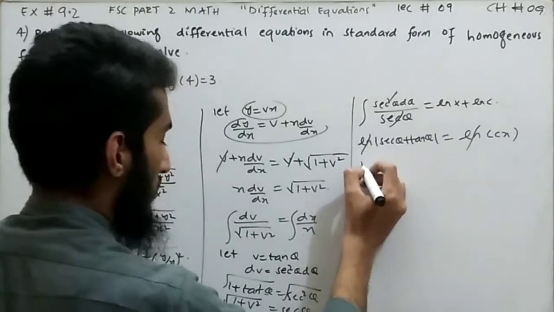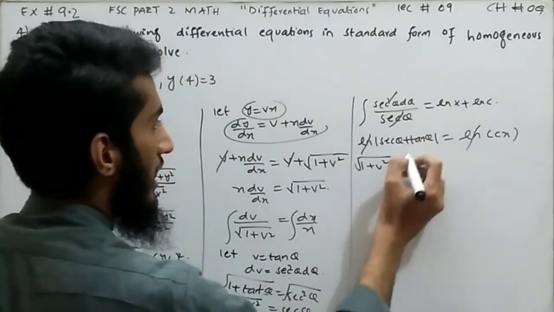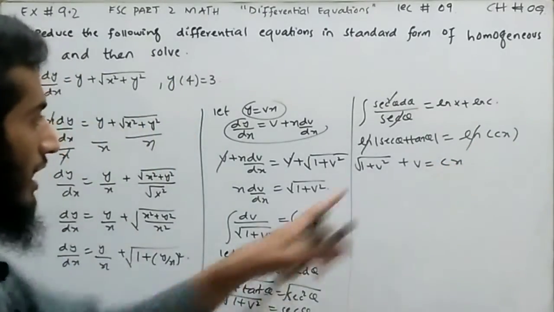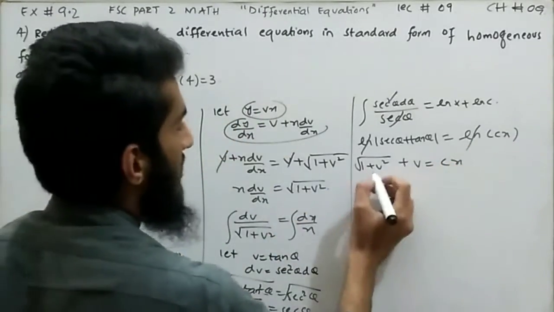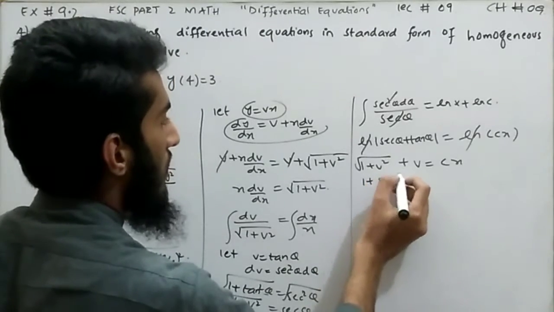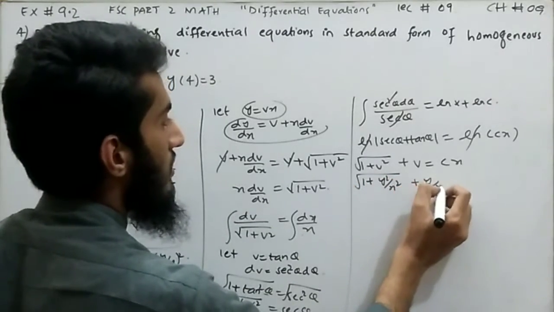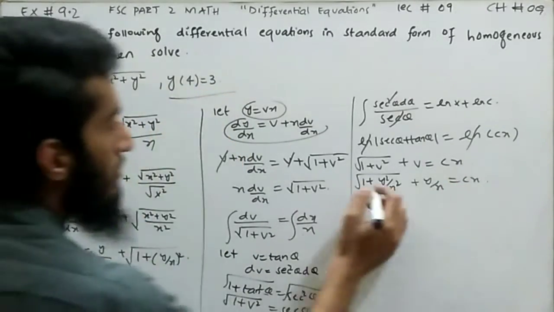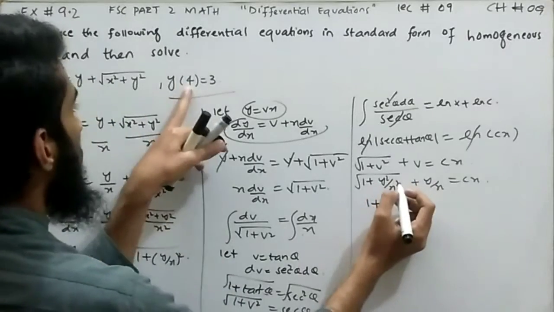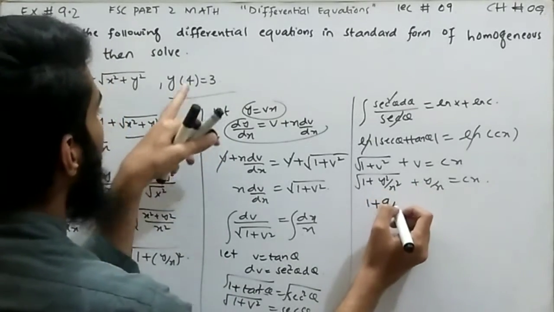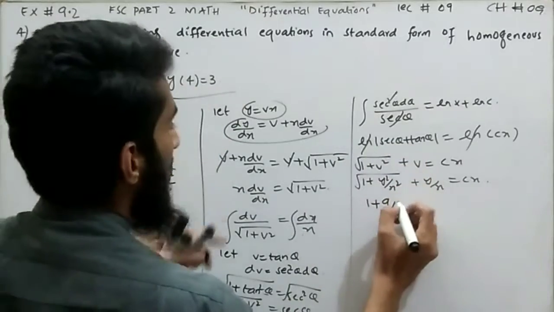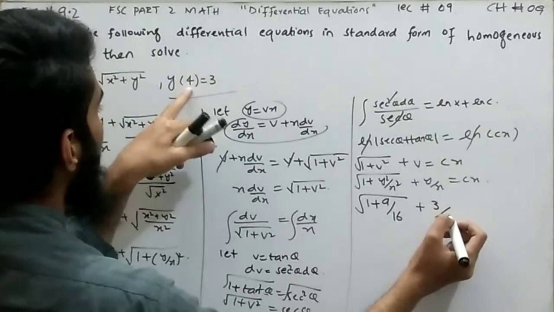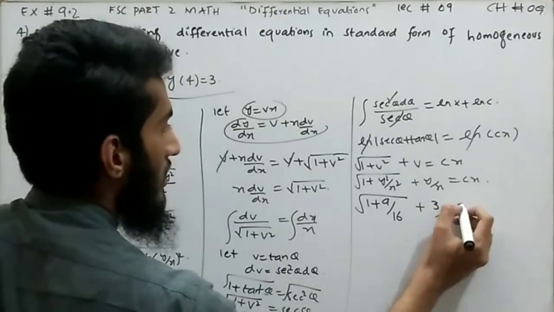So put it over here: the square root of 1 plus v square, plus tan theta, which is v, is equal to cx. Now my v is y by x, so it becomes the square root of 1 plus y square by x square, plus y by x, is equal to cx. Now using the initial condition, x is 4 and y is 3, we put these values: 1 plus y square, where y is 3, so 3 square gives us 9, divided by x square, where x is 4, so 4 square gives us 16, plus y by x, which is 3 divided by 4, is equal to cx.